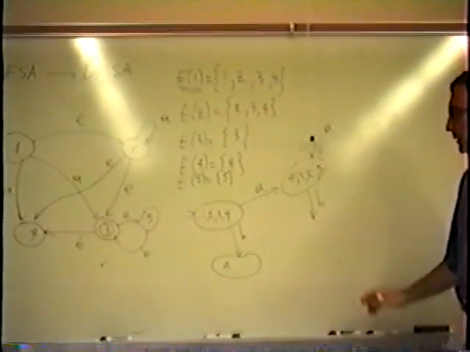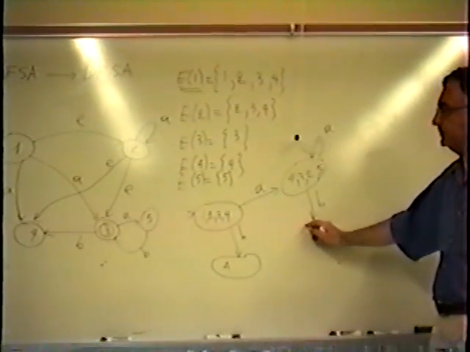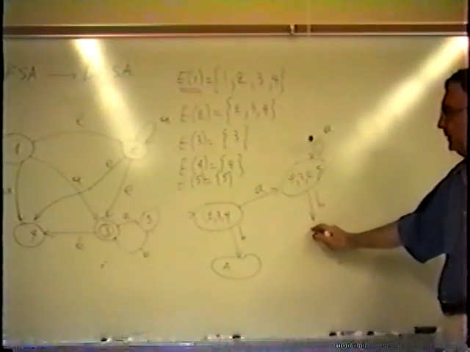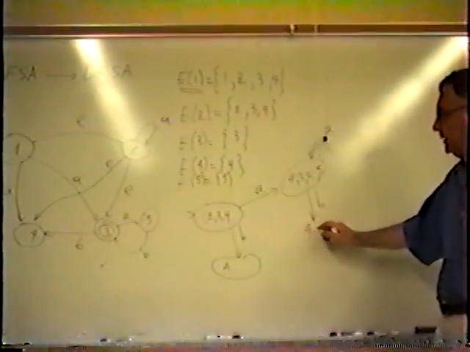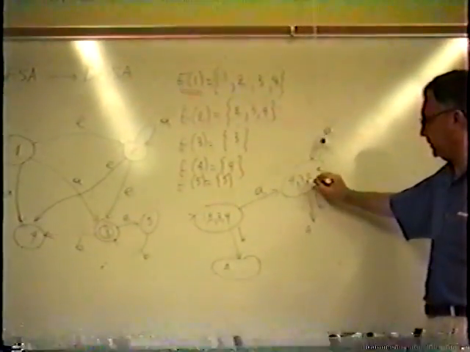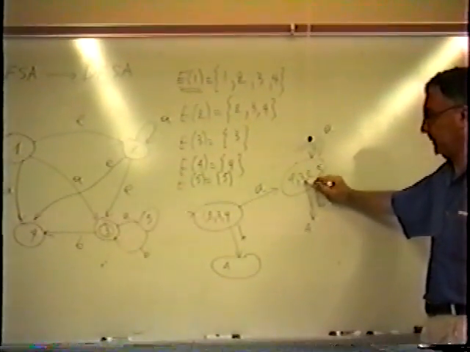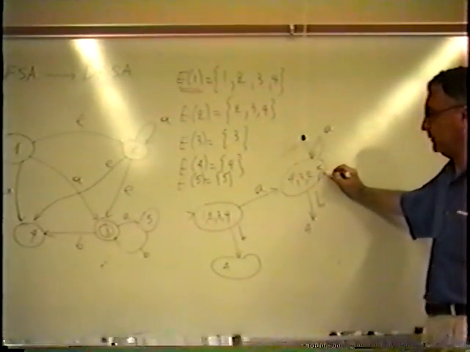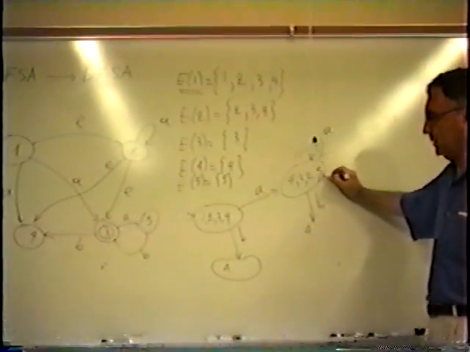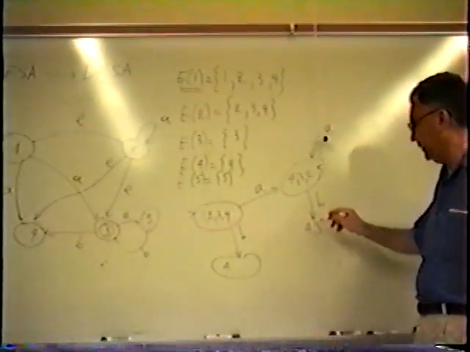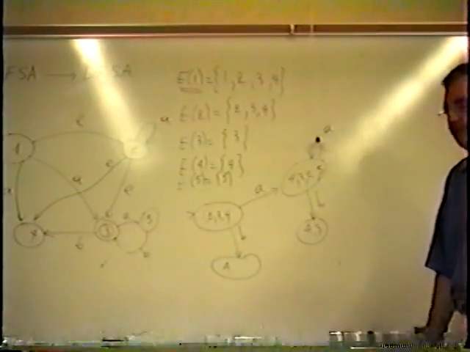Okay, with a B. 4 with a B. Nothing. 3 with a B: 4. And the whole equivalence of it, which is just 4. And 3 with a B. 2 with a B. Nothing. 5 with a B: 3. And the whole equivalence of it, which is only 3. 3, 4, that's a new state.